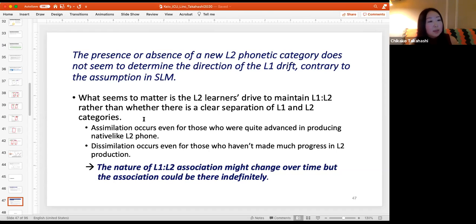This is demonstrated by the data that shows assimilation occurring even for those who are quite advanced in L2 production, and dissimilation occurring for those who do not seem to have made much progress in L2 production. Therefore, based on this finding, I argue that the nature of L1, L2 association might change over time, but the association could be there indefinitely. These findings help explain some of the variabilities found in the previous literature. And I hope to replicate those results, confirming my findings via longitudinal studies.